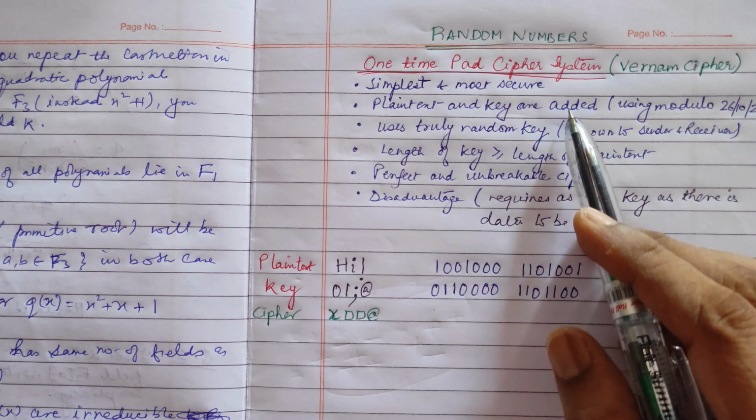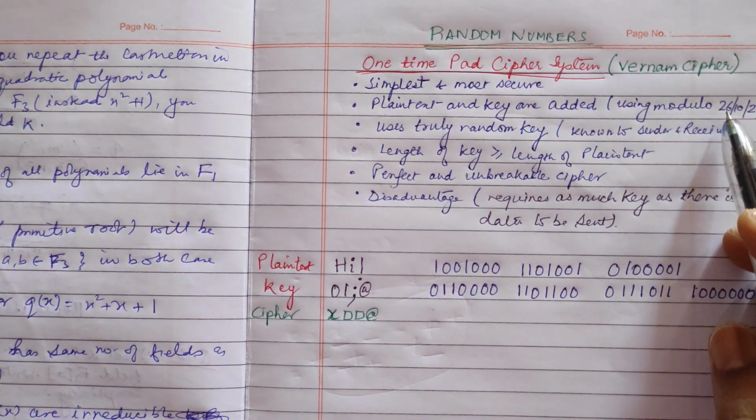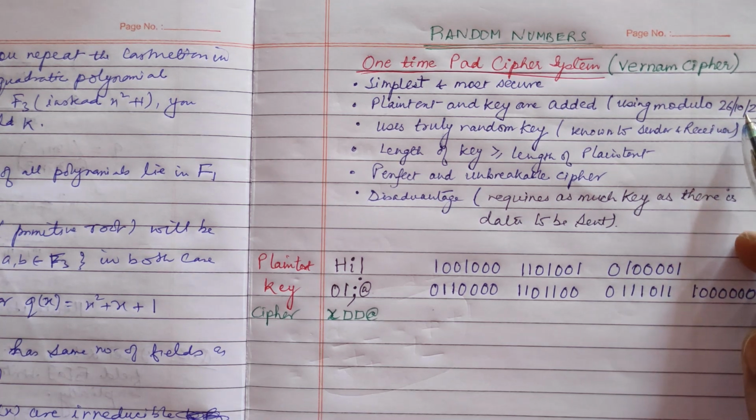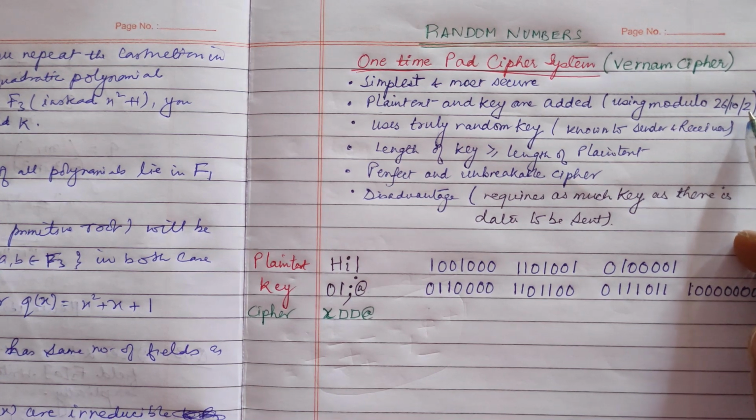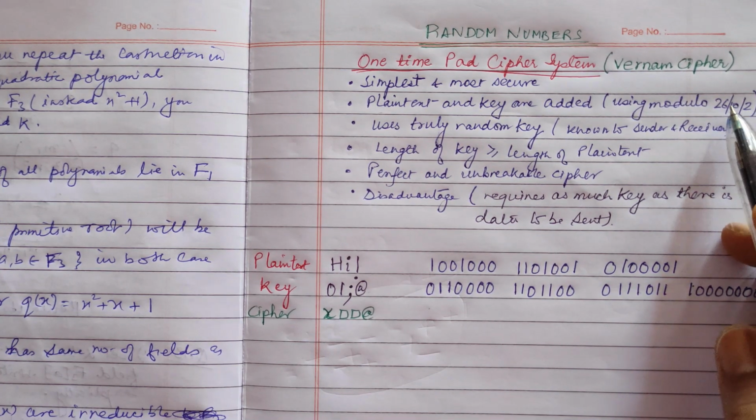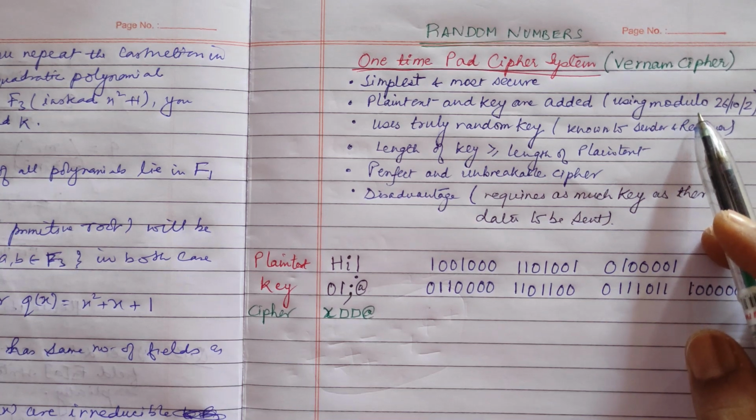So we add it using modulo 26 if we use characters like A, B, C, D. We will use modulo 10 if we use any number, and if we use any binary number we will use modulo 2. I suppose you are familiar with the modulo function.